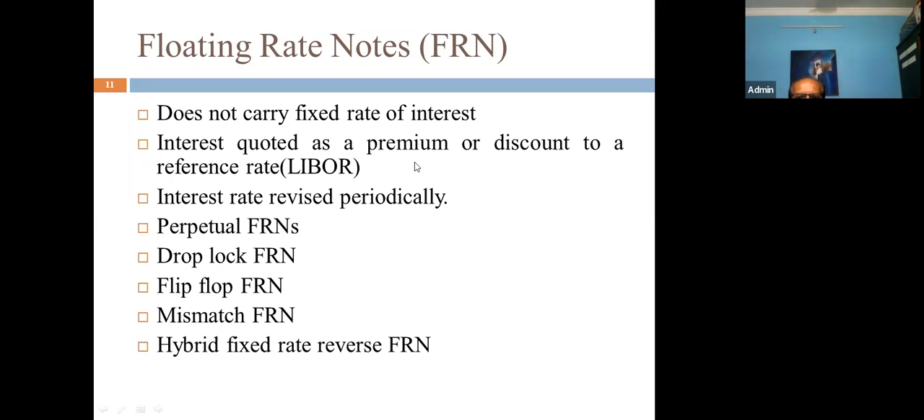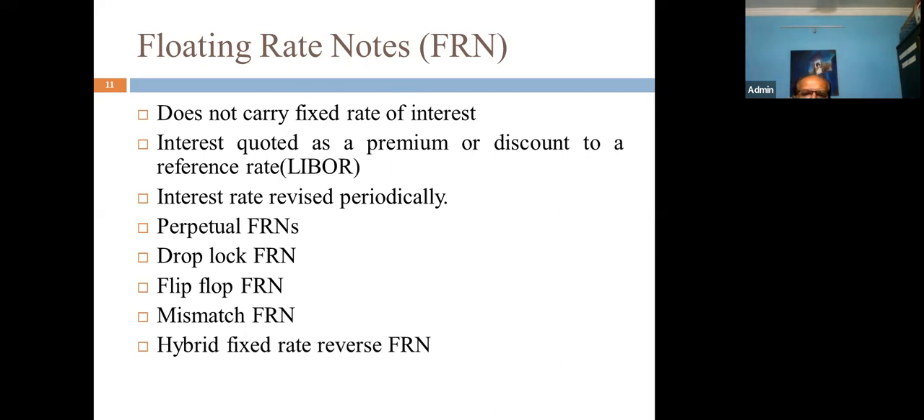Vice versa, discount. If a company does not have that particular brand, or it is not very popular in the market, what will they do? The price of the FRN is 100, but they sell their FRN to the investor at 80 rupees, or 80 dollars, whatever. The original price is 100, but they are issuing at 80. So what is the difference here? 20 is the difference.